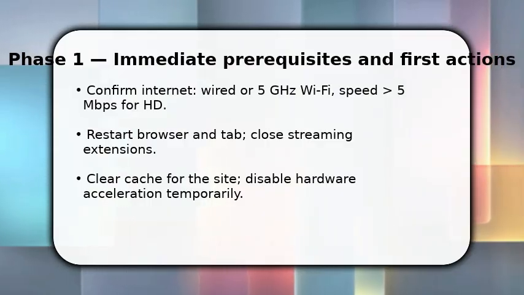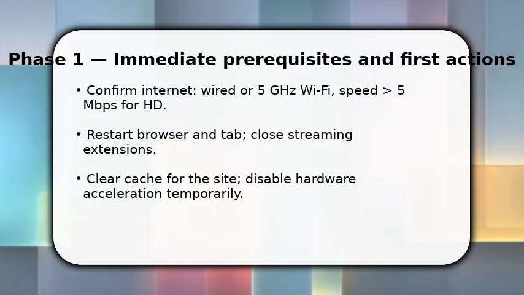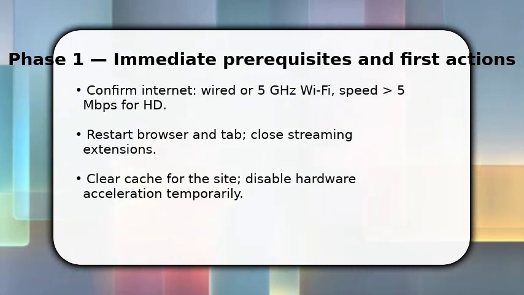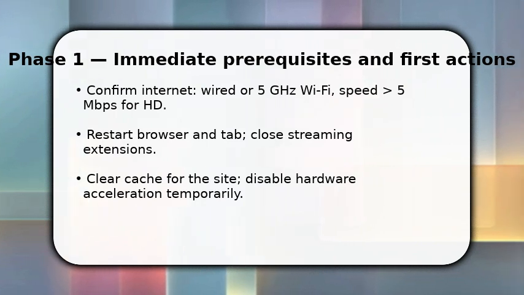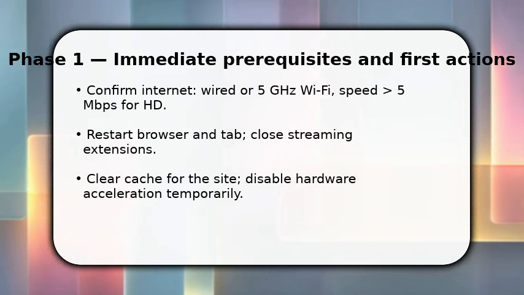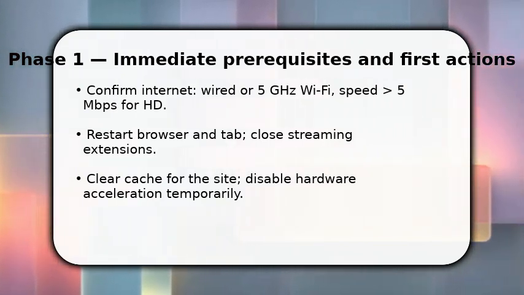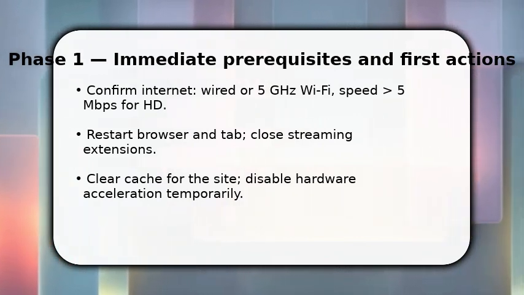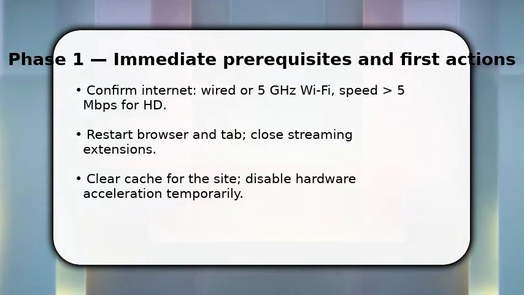You start by verifying essentials. Make sure you're on a stable network, ideally wired or 5 GHz Wi-Fi, because buffering is a network issue. Next, restart the browser and the specific tab to drop stale sessions. Once done, clear the browser cache for Google video pages and temporarily disable hardware acceleration. This prevents GPU decode conflicts that often block playback. These first actions remove common session, caching, and rendering blockers so you can move into deeper fixes.